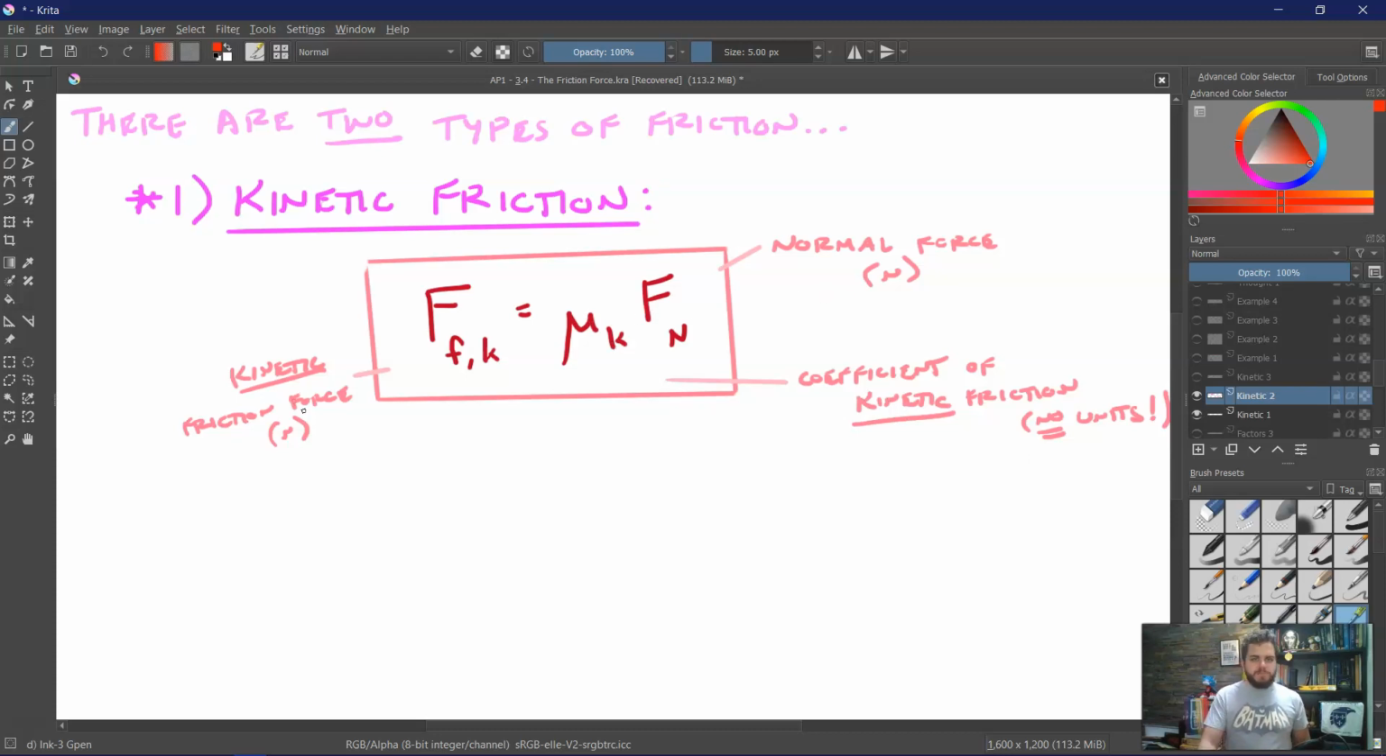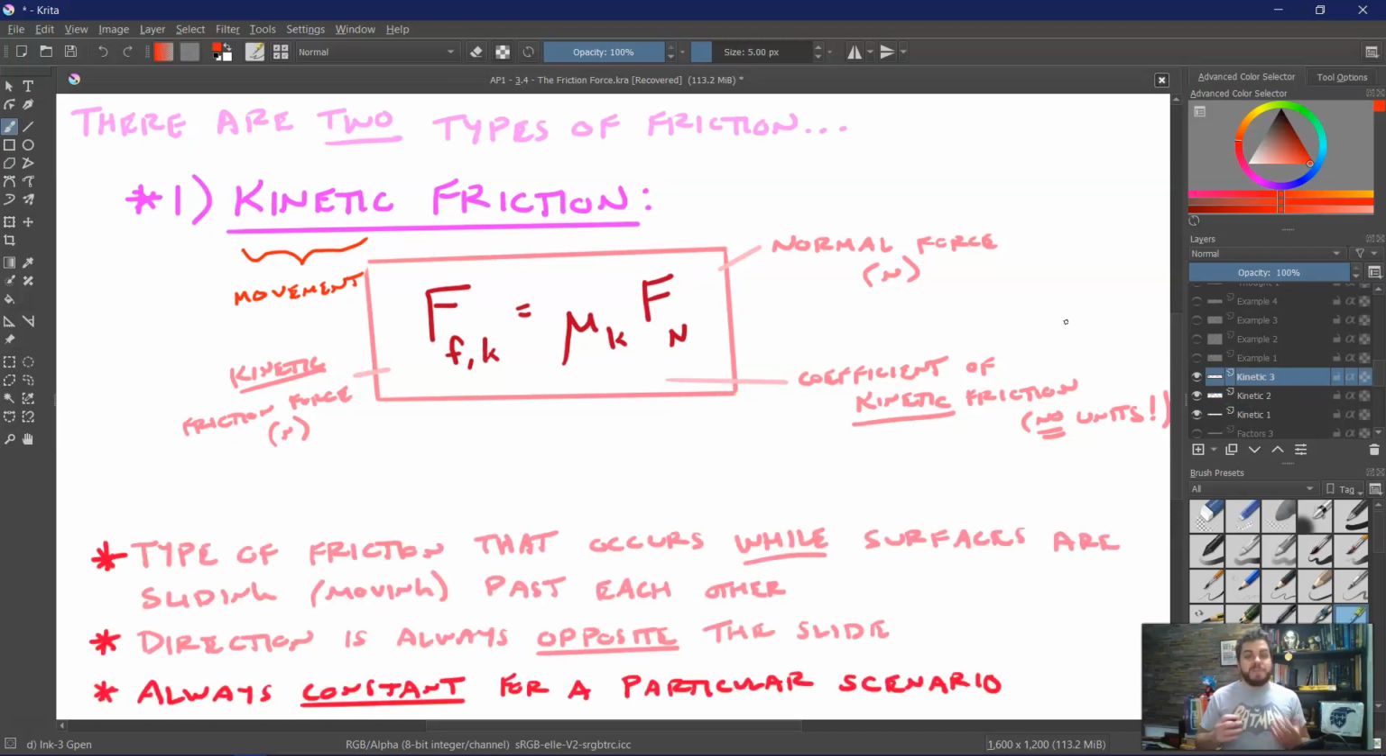So what does kinetic mean? Well, you're all probably familiar with that term to an extent. Ultimately it means motion or movement. So kinetic friction is specifically the friction that emerges when two surfaces are moving past each other, specifically when two surfaces are sliding past each other. Now the direction is always going to be opposite to the direction of the slide. So if I have these sliding past, this one's going this way, so its friction is going backwards. This one is going this way, its friction is going that direction.